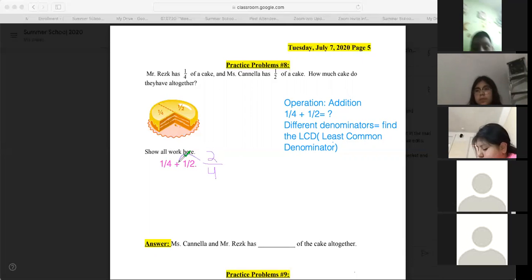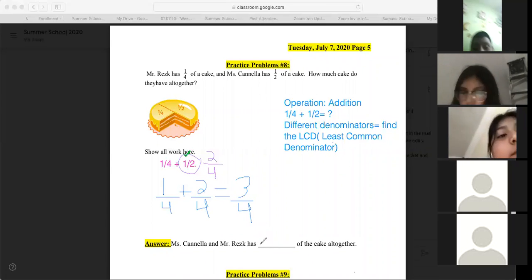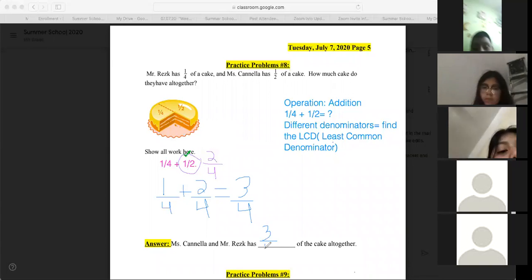So 1/2 now is replaced by 2/4 because both the denominators are the same. So clearly now what we're physically doing, folks, is we're doing 1/4 plus, instead of the 1/2, it now gets replaced as 2/4, which is equal to, if you think about money, if you have 25 cents and then you add 50 cents, you now have 3/4. So Miss Canella and Mr. Rez have 3/4 of the cake together, which is the same as 75 cents.